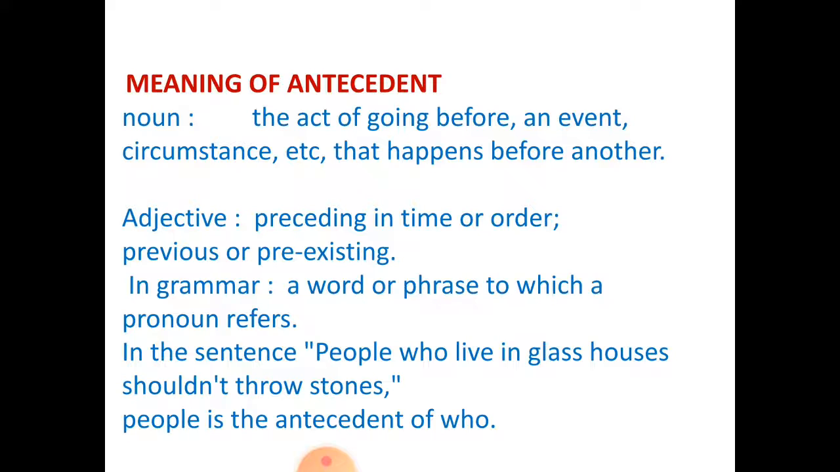But when we talk in terms of grammar, then it is a word or phrase to which a pronoun refers. जब हम किसी प्रोनाउन की बात कर रहे हैं तो एक ऐसा वर्ड या फ्रेज जो प्रोनाउन को रिफर करता है. So here if we take an example, the sentence: people who live in glass houses shouldn't throw stones. जो शीशे के घरों में रहते हैं वो दूसरों के ऊपर पत्थर नहीं डालते हैं. Now here, what does the pronoun refer to? It refers to the noun people. So what is the antecedent here? The antecedent is people.